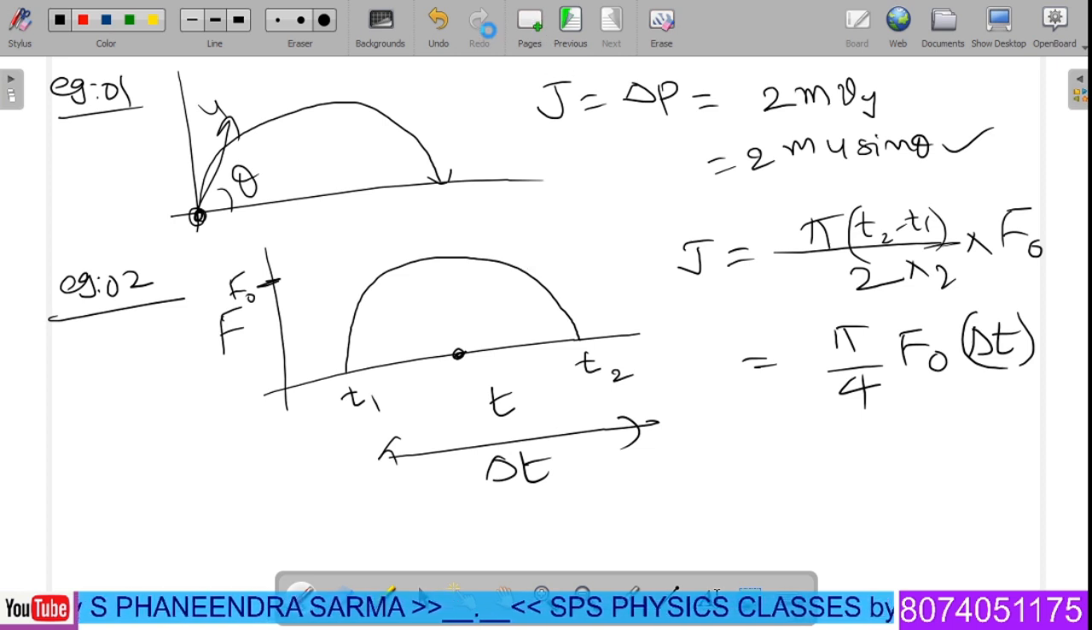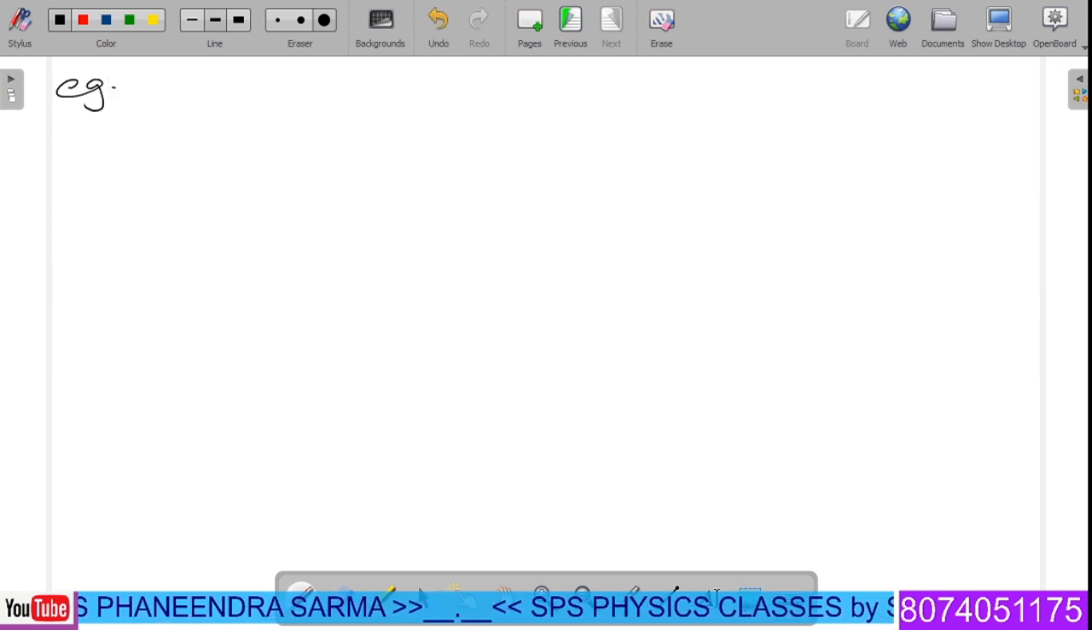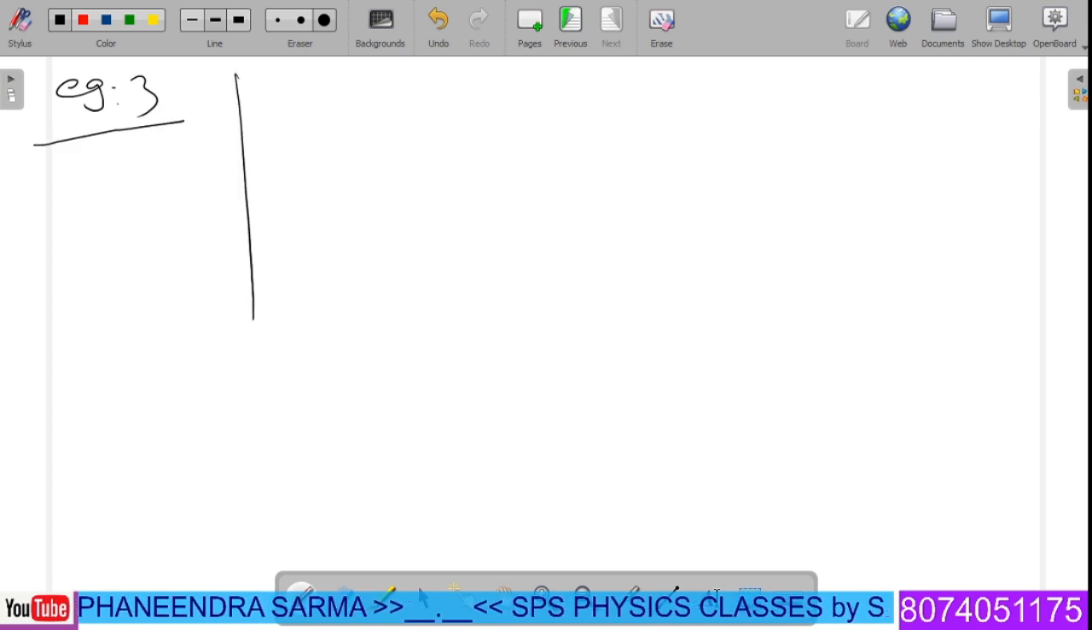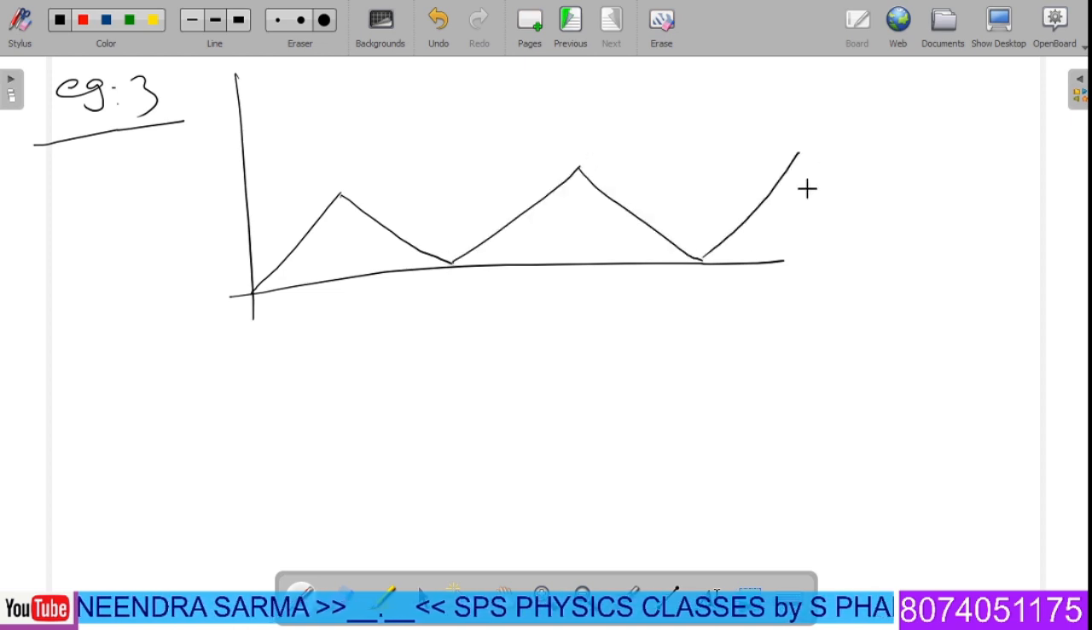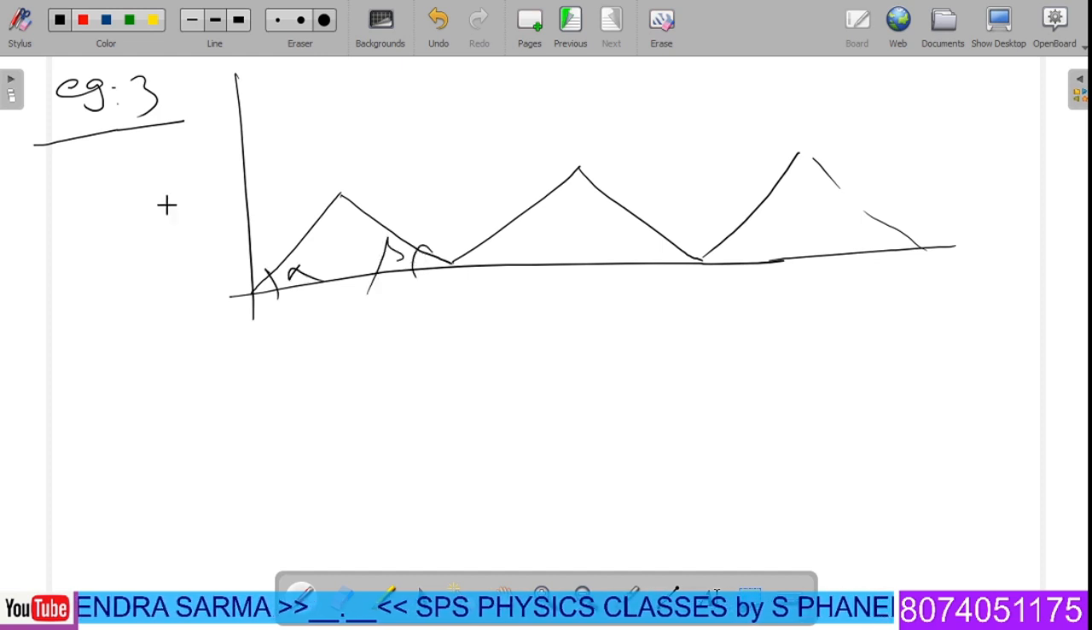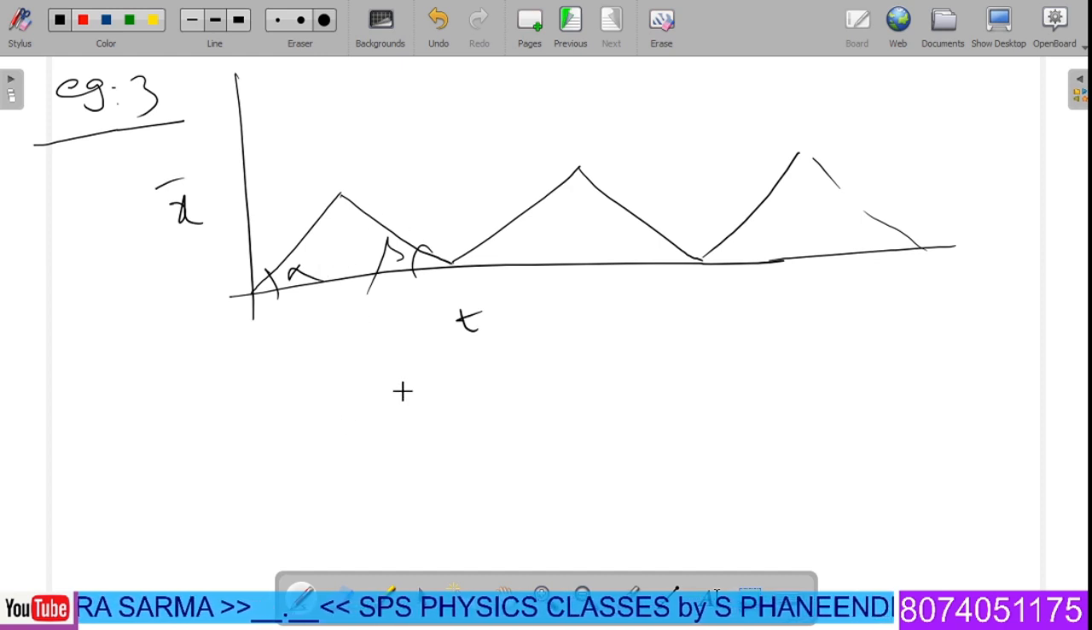Now let us consider one more example. Example 3. Now an object experiences a displacement versus time. The graph is followed like this. This will go to infinity. Here is angle alpha, here is angle beta. Given x bar versus t, we have to find out the impulse in each cycle.